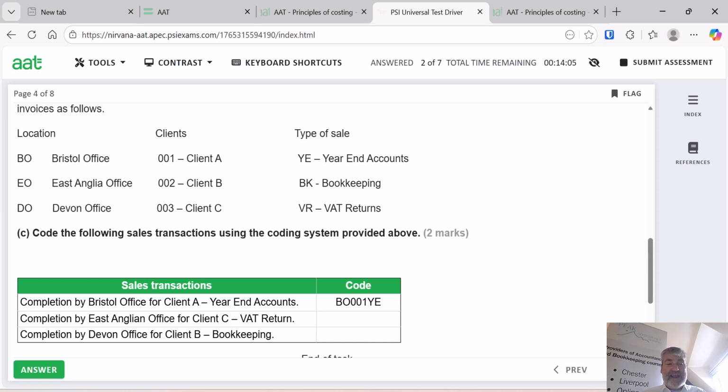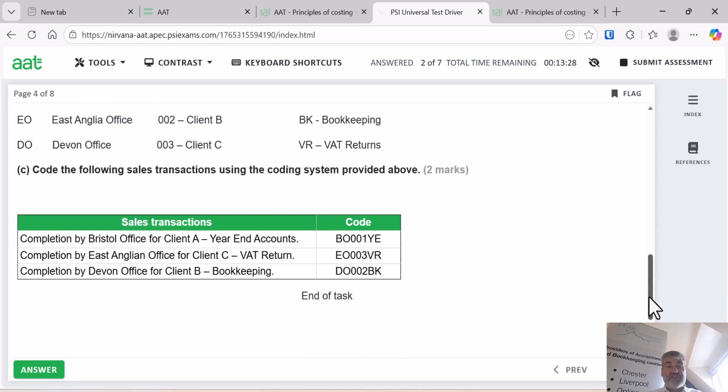Completion by the East Anglian office, so the code would begin with EO. This is for client C, so that would be code 003, and it's for VAT return work. The code would end in VR. What about the last one then? The completion is by the Devon office, DO. For client B, 002, and it's for their bookkeeping work. The account would end in BK.